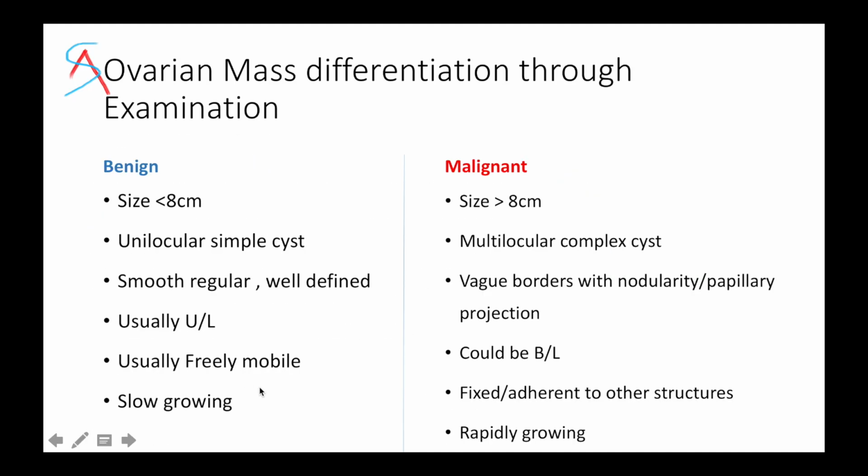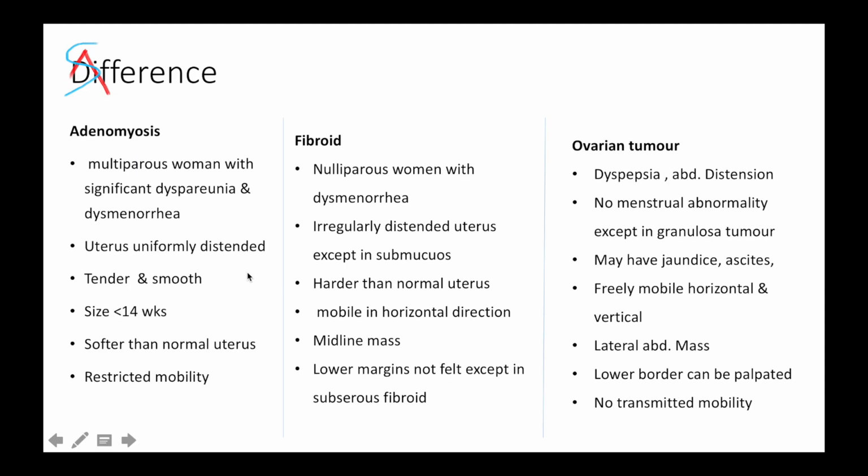So an ovarian mass also you can differentiate whether it is benign or malignant. If the size is generally less than 8 centimeter, it's benign and it will be smooth, regular, well defined, freely mobile. But if it is a malignant ovarian mass, then it could be larger, rapidly growing, adherent or fixed, and mobility would be reduced. Mostly in a mass per abdomen, you have to differentiate between adenomyosis, fibroid or ovarian.